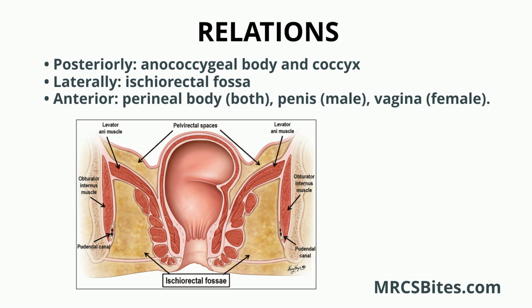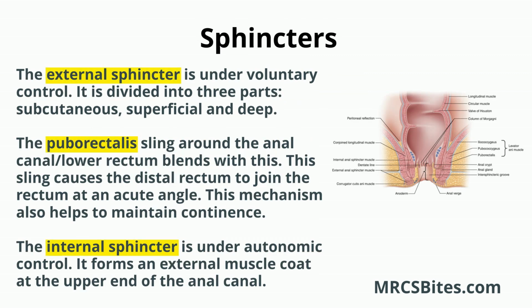Relations. Posteriorly, anococcygeal body and coccyx. Laterally, ischiorectal fossa. Anteriorly, perineal body, both. Penis in male, vagina in female.